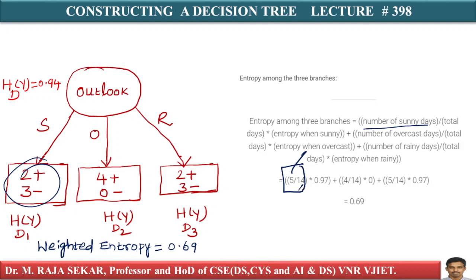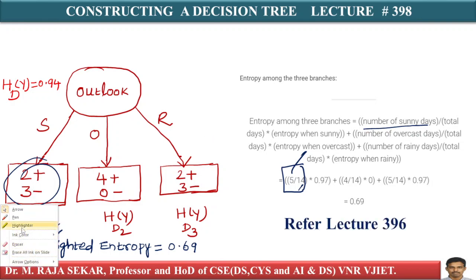This is weight. And what is its corresponding entropy? Just try to recall. We calculated this entropy in our previous lecture. Just recall lecture number 396 where I discussed all these things. That is 0.97. Again, what about the second one?